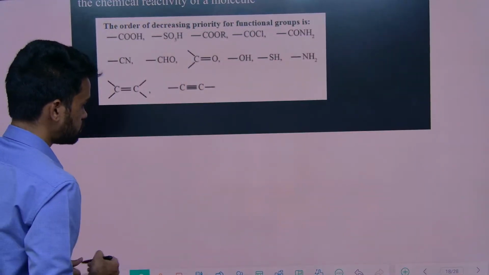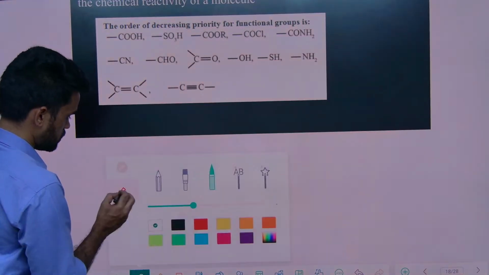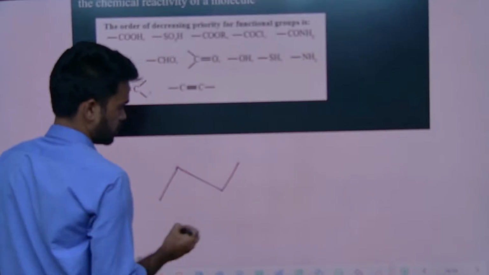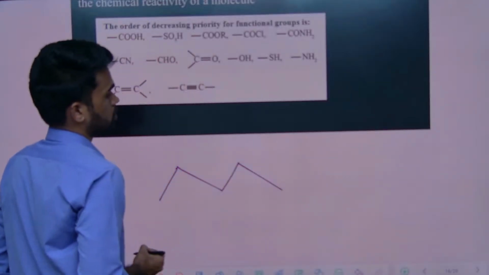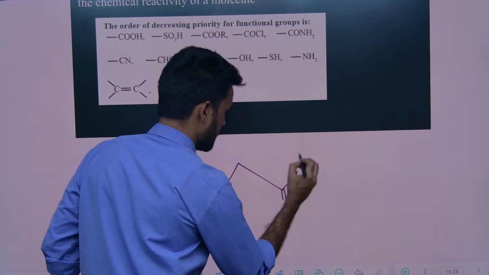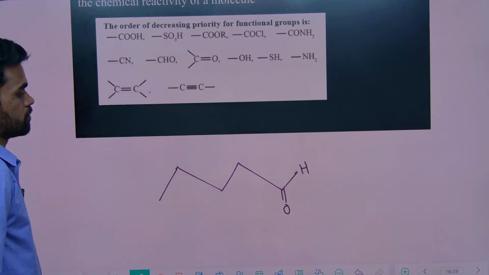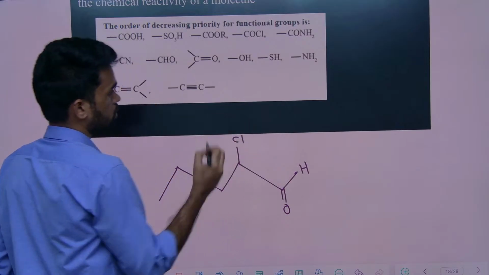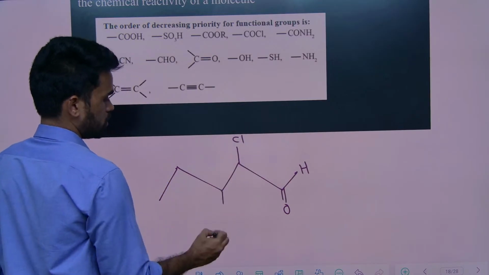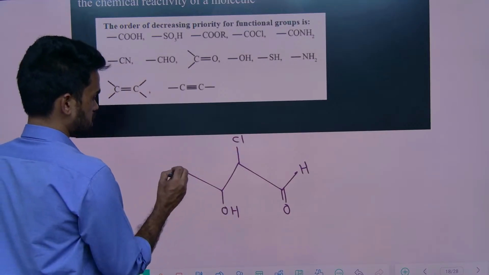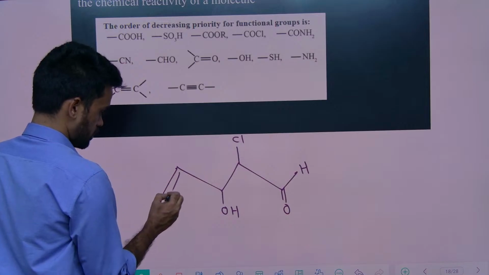Here I will be writing a structure. So here I have inserted an aldehyde. Now at this position one chlorine, and at this position one OH hydroxy group, and at this position a double bond.